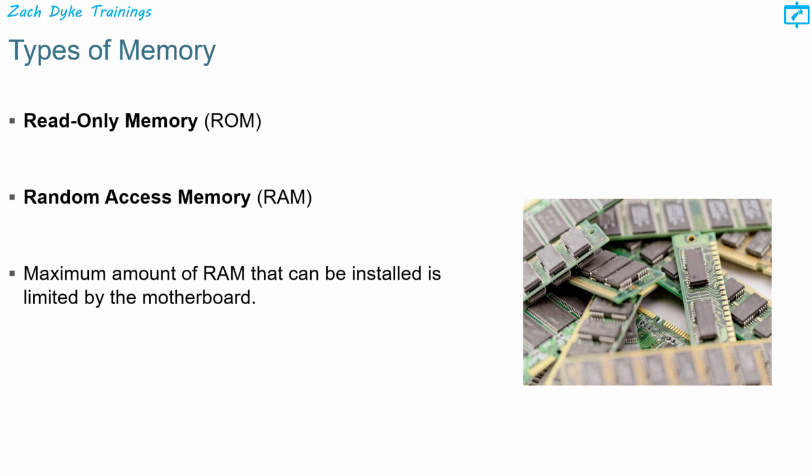But of course, like in everything, there's a limitation. The maximum amount of RAM that can be installed is limited by the motherboard. So if you want to add 64 gigabytes of memory, you need to go and buy a motherboard that actually supports that. Because otherwise, although you have more memory, the motherboard will not understand it, and the motherboard will not help you enhance your system because it doesn't support that much memory.